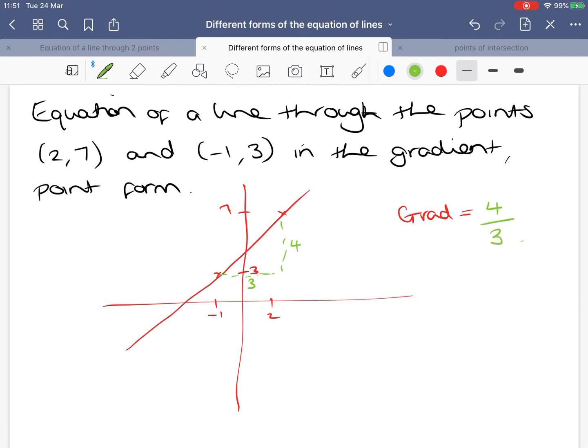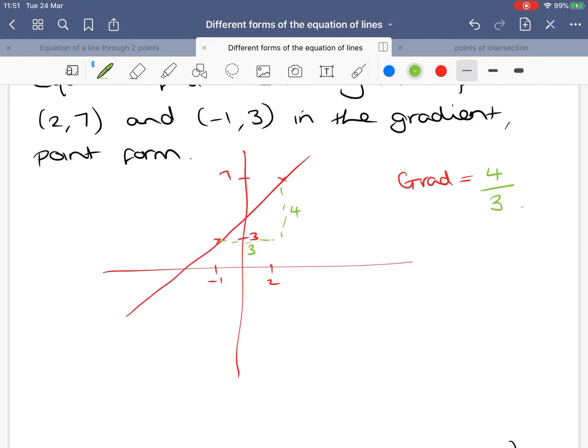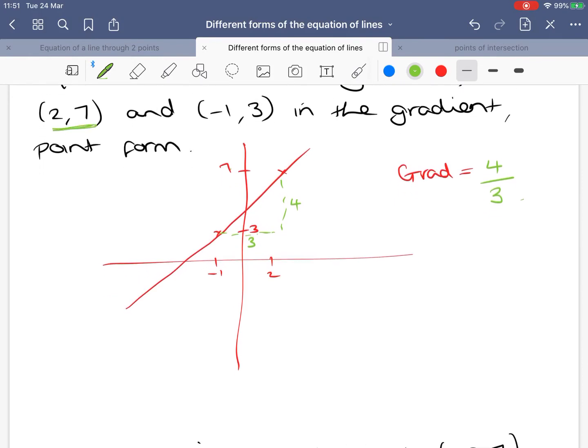Okay, so now I've got two ways of writing this because I can choose which point I want to use. So let's use the (2, 7). So I've got y minus y1. The y value of the coordinate is 7, equal to the gradient times x minus x1, which is the x part of the point, which is 2. So there we go, we've got the equation in the gradient point form.